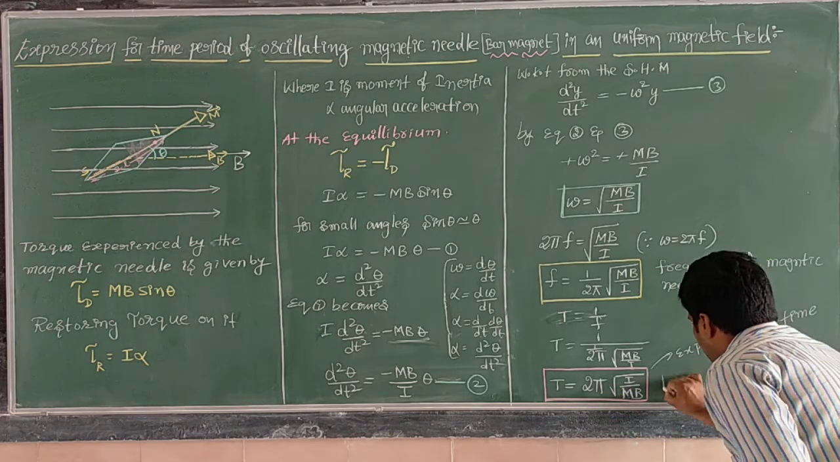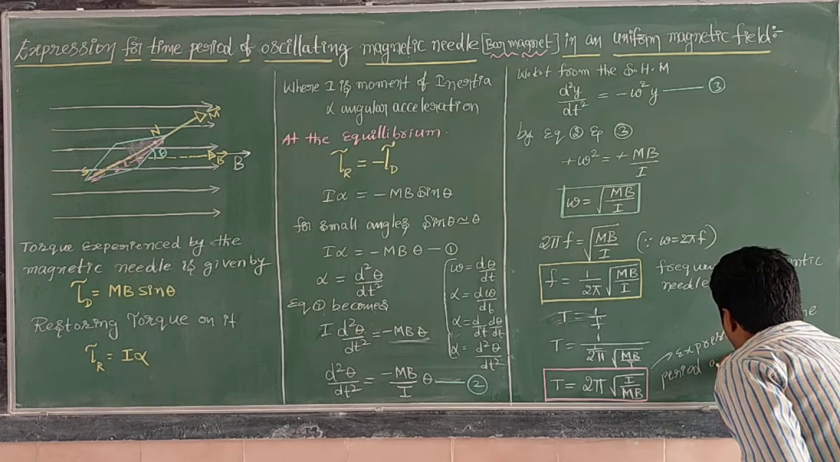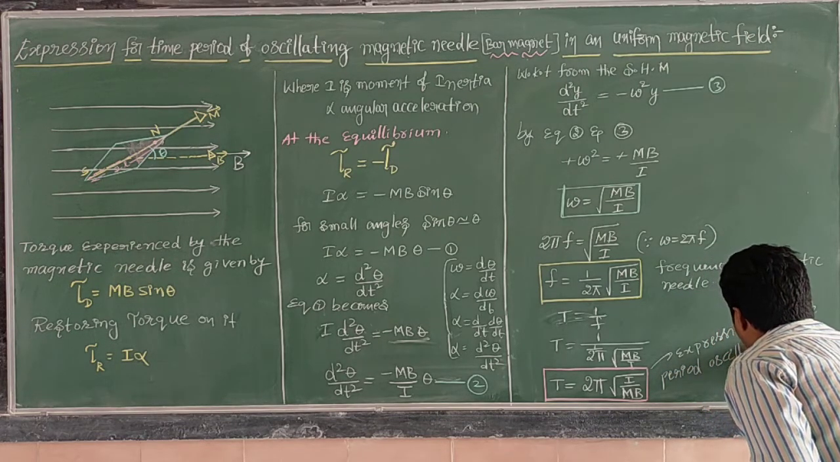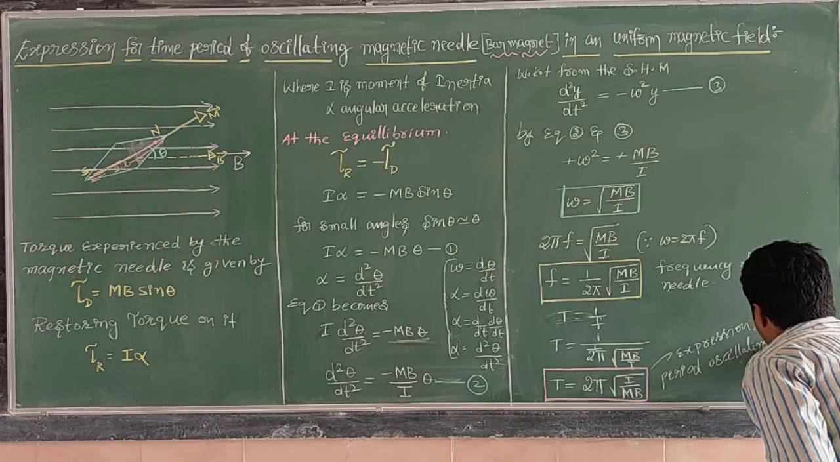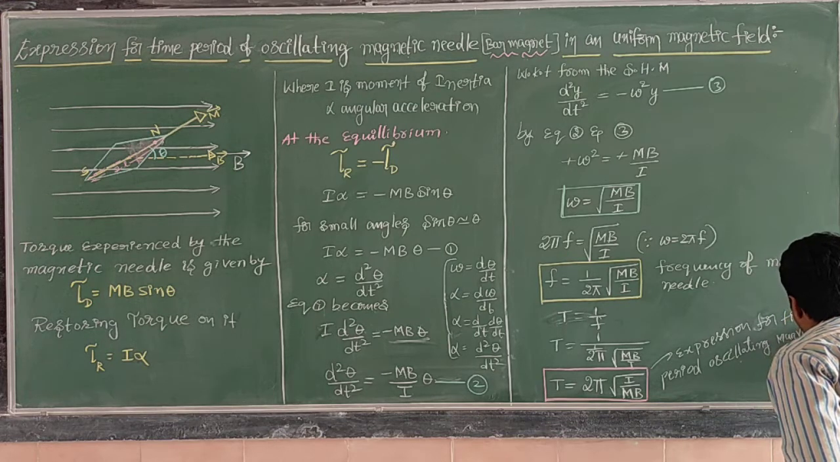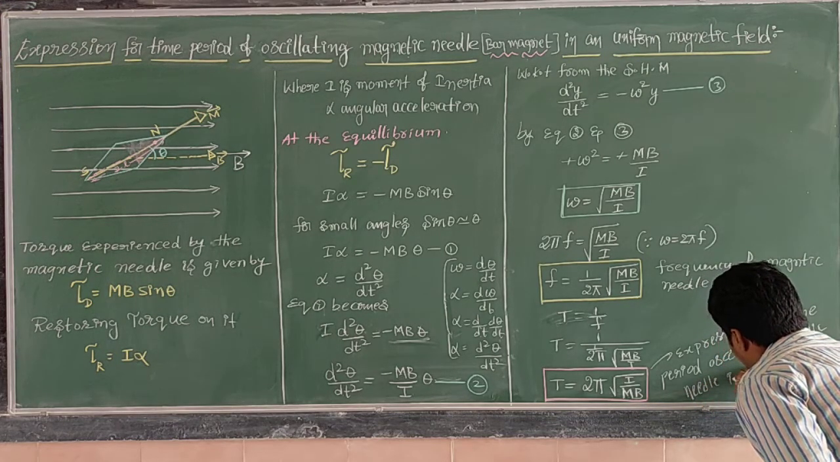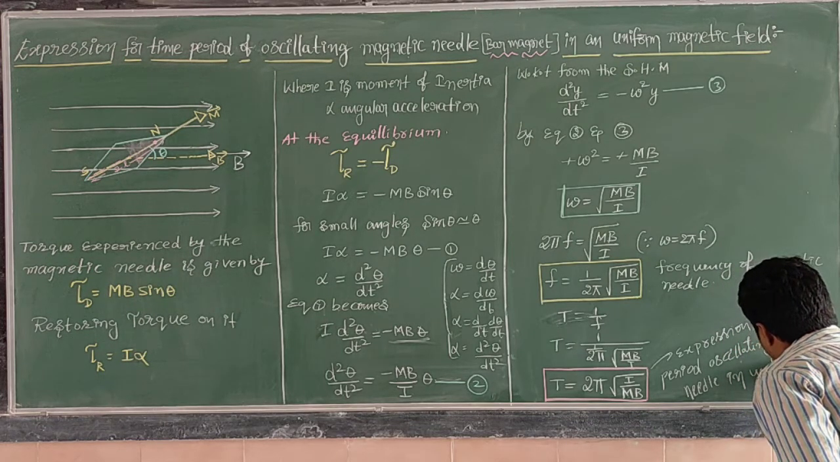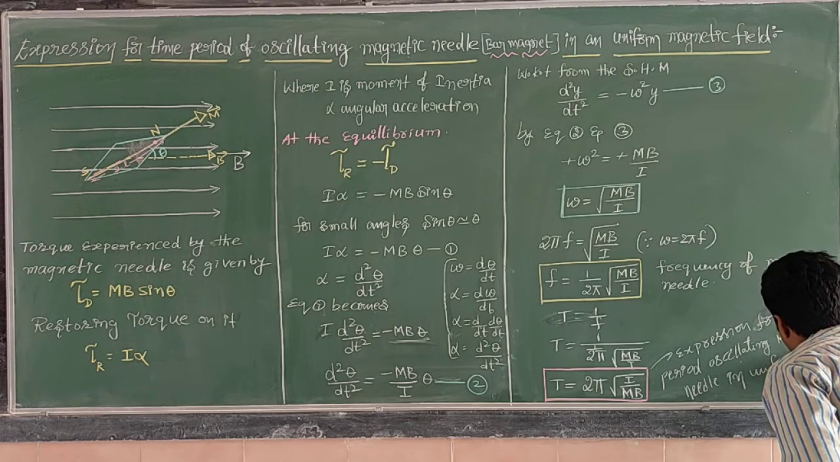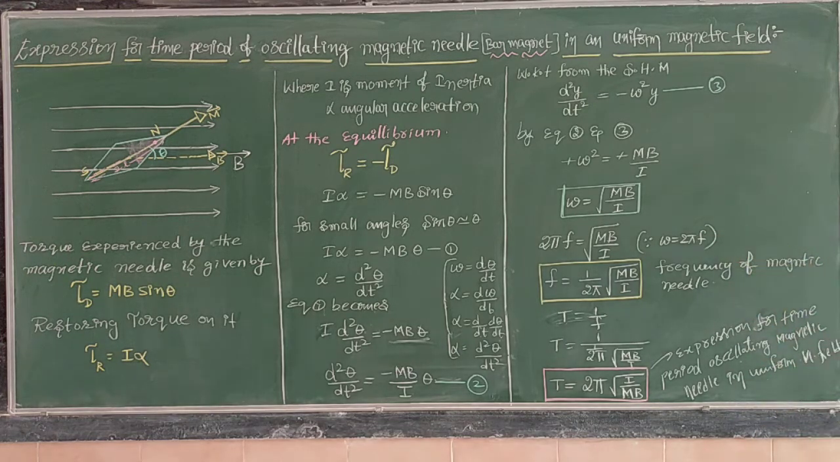If you have the space, you write. Okay, here. Next, time period of oscillating magnetic needle in uniform magnetic field. Uniform magnetic field. Yes, make a note of this one.